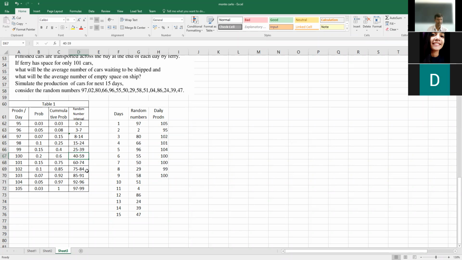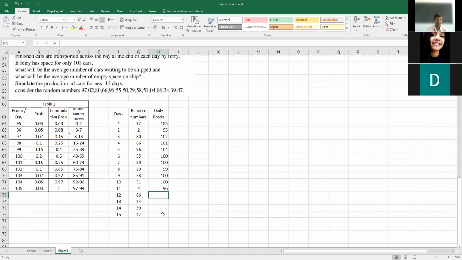And next random number is 51. 51 comes between 40 to 59. Again, it is 100. 11th day, the random number is 4. So 4 comes between 3 and 7, and the corresponding production is 96.